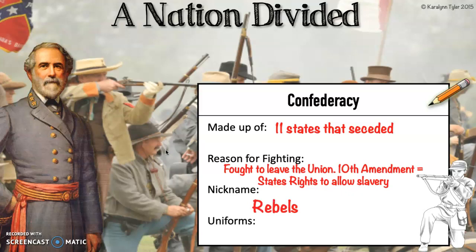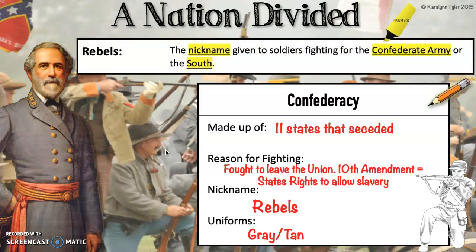Soldiers fighting for the Confederacy were nicknamed rebels because they were rebelling against the U.S. government, and their uniforms were a gray, tannish color, basically whatever they could get available to them, because they aren't going to always have access to fabric and material all the time. We'll talk about that in tomorrow's notes. The nickname given to the soldiers fighting for the Confederate Army or the South is the rebels.